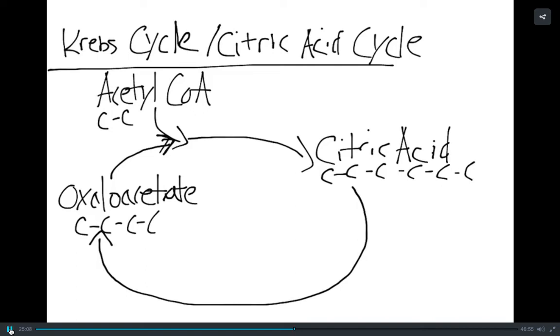But what is important is that during this process of citric acid turning back into oxaloacetate, a number of other products are produced. Most importantly are those NADHs. As this is happening, NAD plus is getting turned into NADH. This actually happens 3 times. We get 3 NADHs that are made.